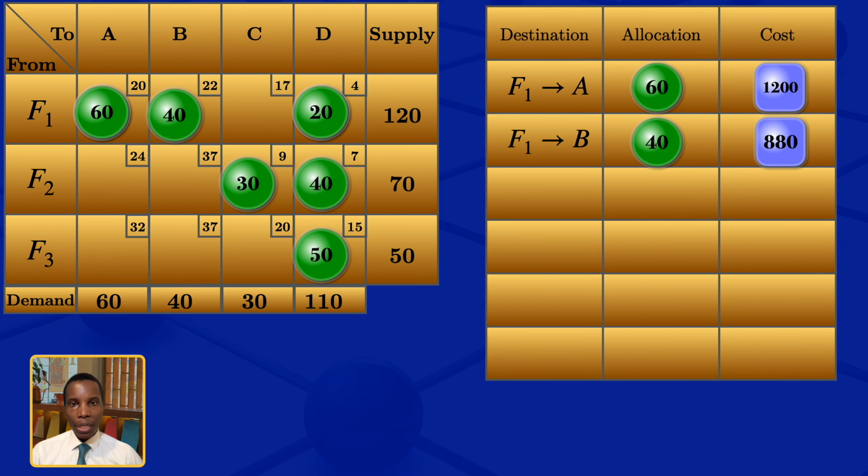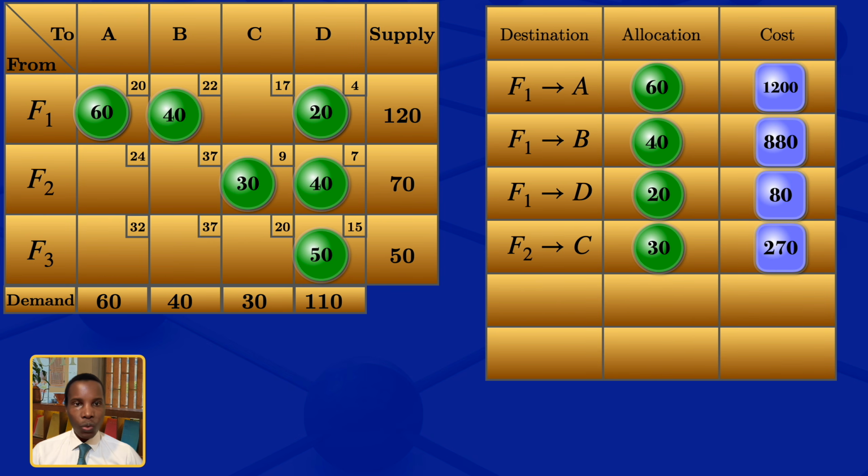Then we go on to the next one. This one here, we are saying F1 to D. We are allocating 20 units at a unit cost of 4. So the cost there will be 20 times 4, which gives us an 80. Then the next allocation there is F2 to C. We are allocating 30 units at a unit cost of 9, and that will give us a cost of 30 times 9, which will give us 270.